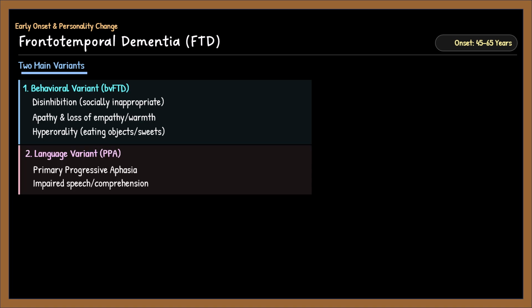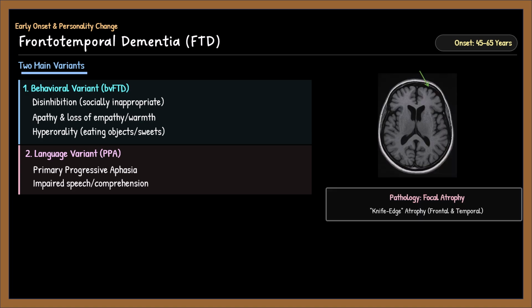The second variant is the language variant. These patients show primary progressive aphasia, and they have impaired speech and comprehension. You do need to know what this looks like on imaging. So pathology, there's going to show focal atrophy of the frontotemporal lobe. It's going to have this knife edge atrophy. I have a picture here, but you need to look up a few of them before you take the exam.